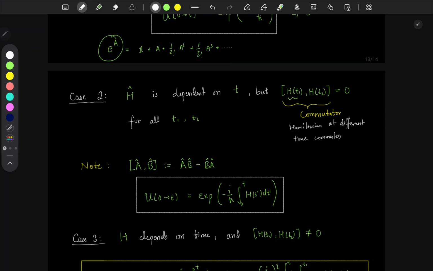And what is this commutator? For those who don't know, the commutator is this thing. You take two operators, say A and B, and you calculate this quantity: you act B first and then A later, and you take another term where you act A first and B later, and you take the difference of those two. So this quantity is called the commutator.